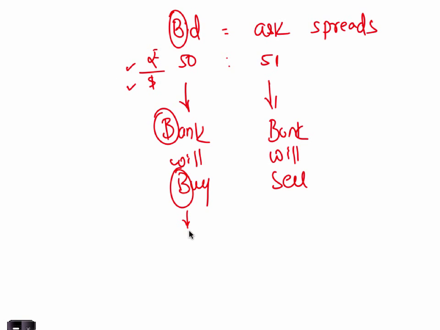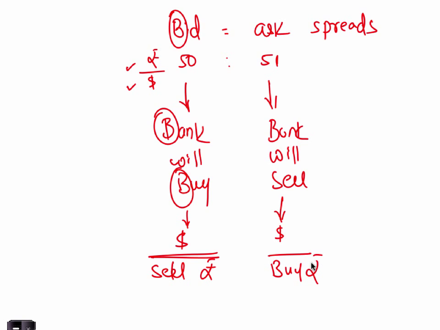So this is the rate at which the bank will buy dollars, and this is the rate at which the bank will sell dollars. Now buying dollars is also similar to selling rupees. That means this is also the rate at which the bank will sell rupees, and this is also the rate at which the bank will buy rupees. So what if you want to convert this to dollar by rupee format?